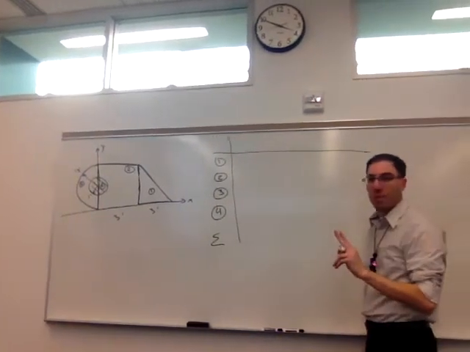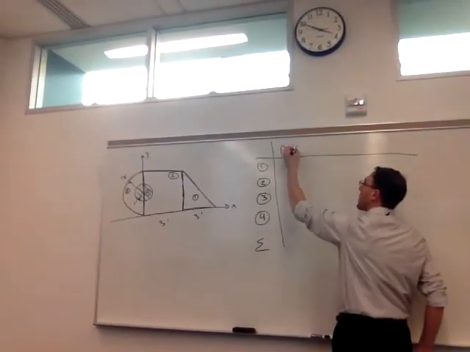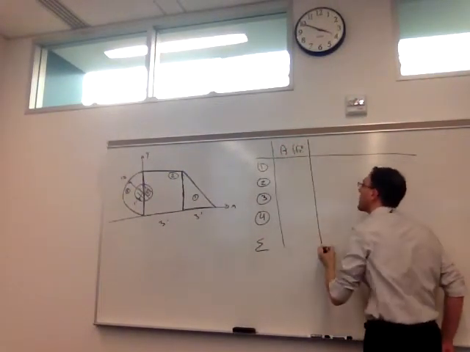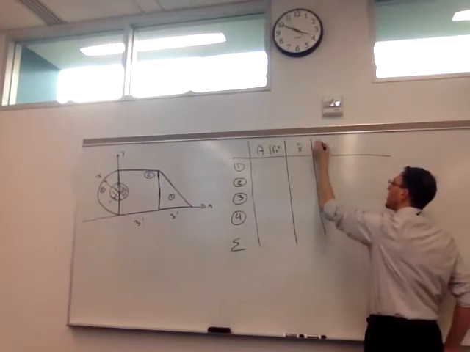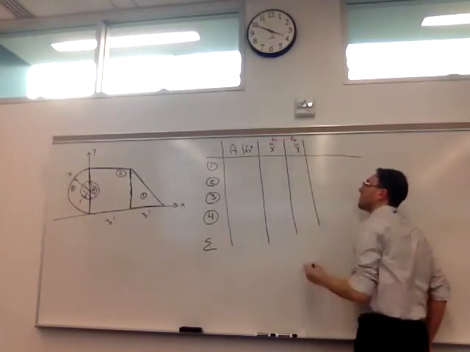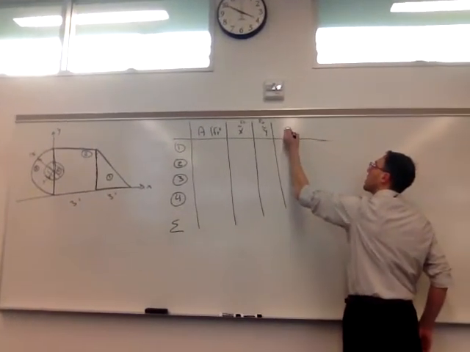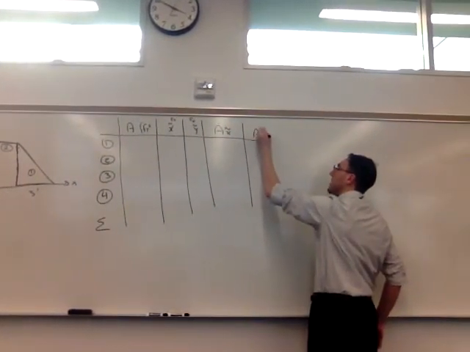So we're in 2 dimensions, so we'll need the area of each shape. This will be measured in square feet. We're in 2 dimensions, so we'll have an x tilde and a y tilde. This will be in feet. And then we're going to multiply the area times the x tilde, y tilde.